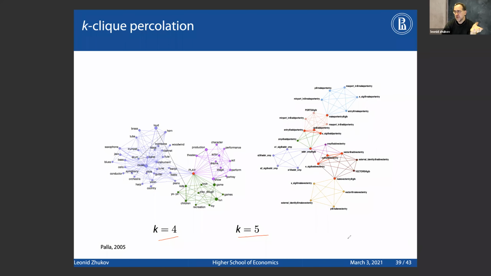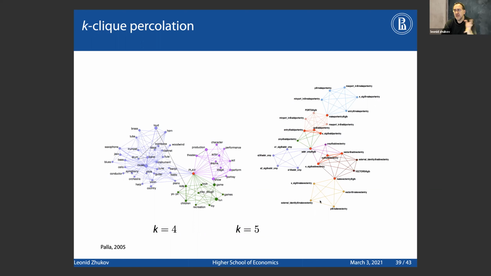Now, the problem with this algorithm is that it is insanely computationally complex, because you need to detect those cliques, and then you need to do everything else. And clique detection is a computationally extremely expensive process. So this again will work on small graphs.